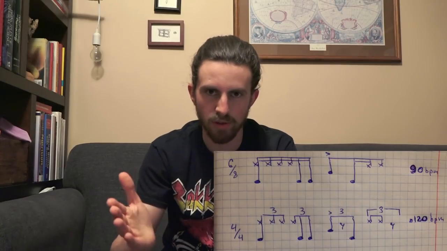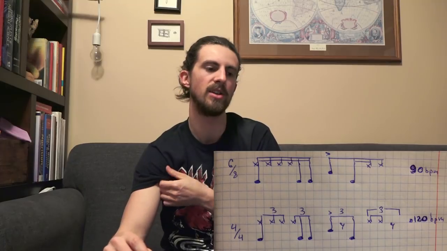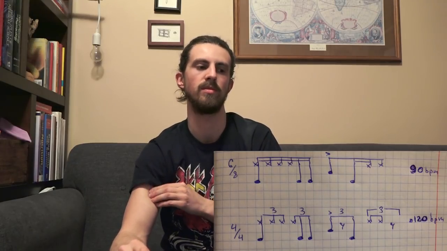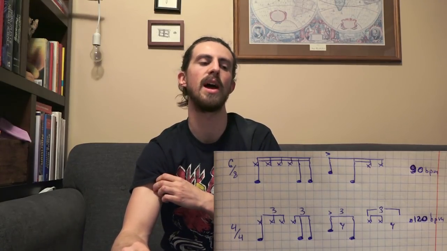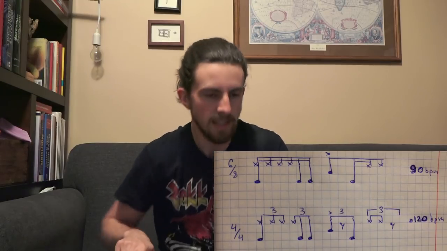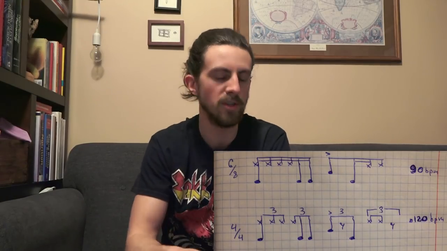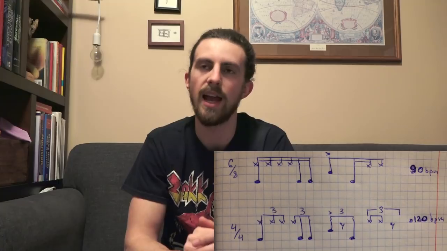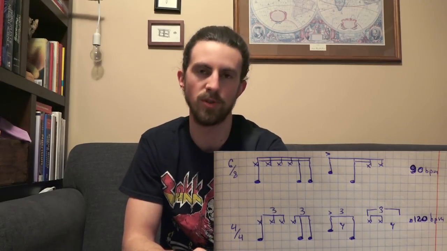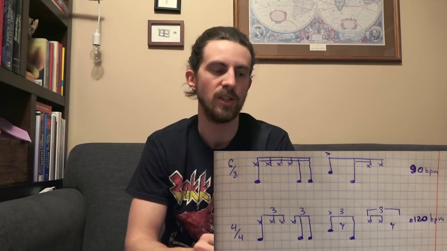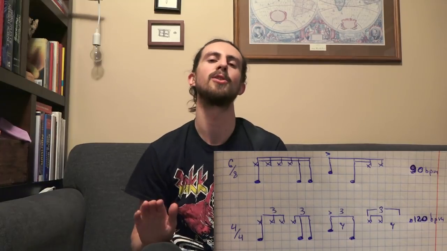So here's the image: beat one, beat two. It will sound the same without any counting, but it's easiest to first demonstrate the difference between these two, and then try to find the words to explain it. So the top example, we're in 6-8.